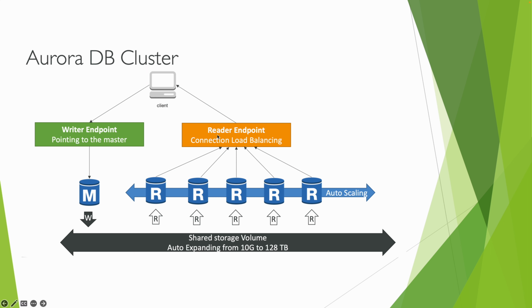Why do we use the reader endpoint? When we want to add more read replicas, based on the load we can automatically scale the read replicas and still have only one endpoint. This is similar to EC2 load balancers: one endpoint and different instances. Similarly for read replicas, we have one reader endpoint and many read replicas. This is how the Aurora DB cluster works, and all the reads and writes are done on the same shared volume.